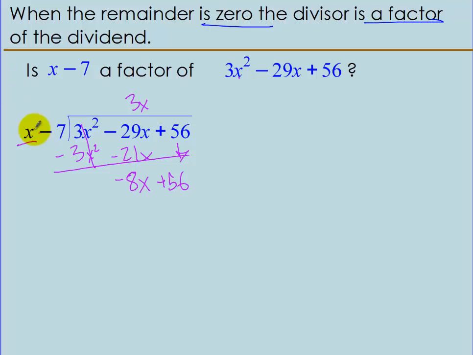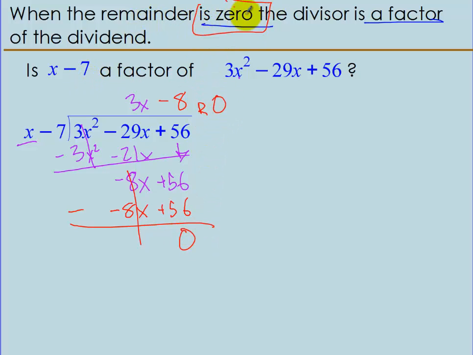And then the question is, x times what is negative 8x? Times negative 8. So negative 8 times x is negative 8x. Negative 8 times 7 is positive 56. You are subtracting the bottoms, so those cancel out. 56 minus 56 is 0. So the remainder is 0. So since the remainder is 0, x minus 7 is a factor. So is that a factor? Yes. If I got a remainder with some number, then it would not be a factor.